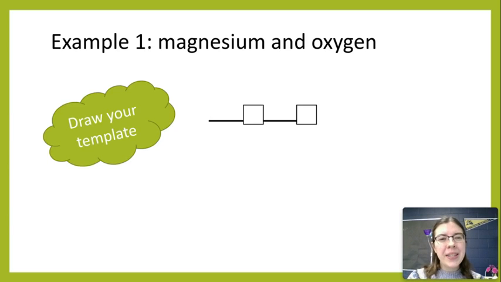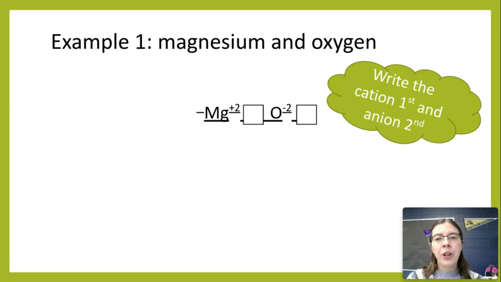Okay, so for our first example, we're going to go ahead and write the formula for magnesium and oxygen. So the first thing we need to do is go ahead and draw our template. So the line box setup. The next thing, we're going to go ahead and write the cation first and then the anion second. So Mg plus 2 goes on the first line, and then O minus 2 goes on the second line.